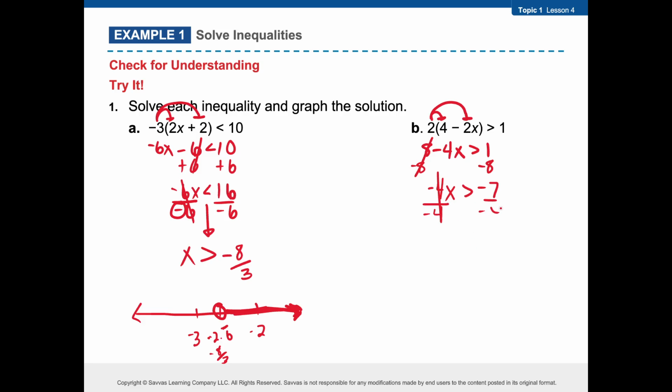Dividing by a negative 4, which means that because we divided by a negative number, greater than is now going to change to less than. I can't simplify the number 7 over 4, but a negative divided by a negative is positive. And then to help you graph it, you can do 7 divided by 4, should give you 1.75, which is closer to 2 than to 1. 1.75 is not included, so it's an open circle. 1 is smaller than 7/4 or 1.75, so you would shade towards your left.